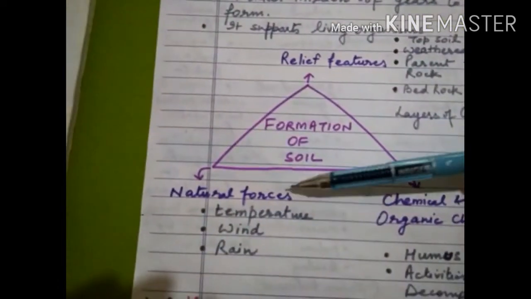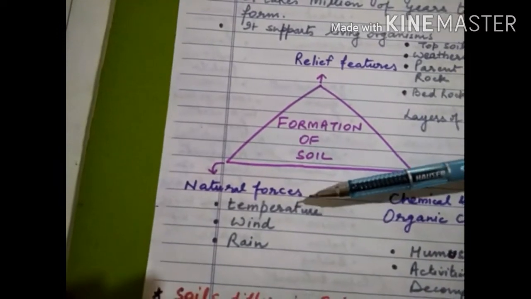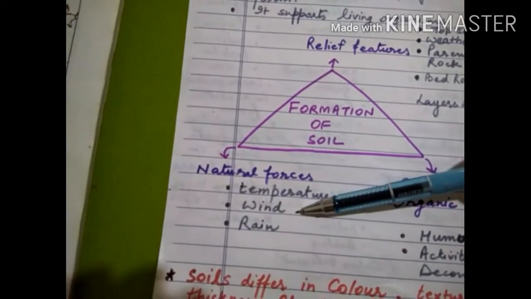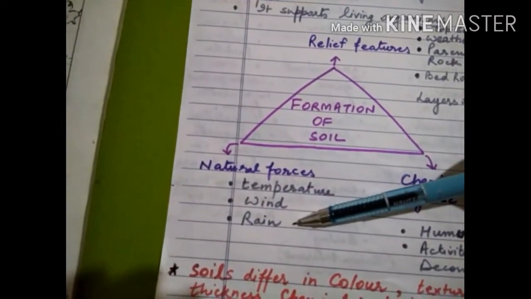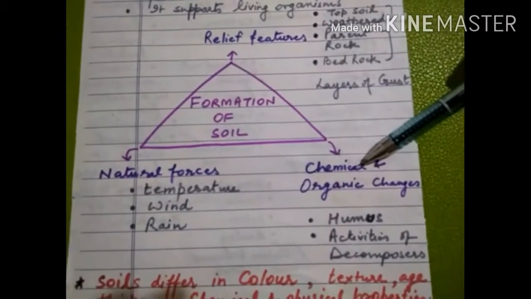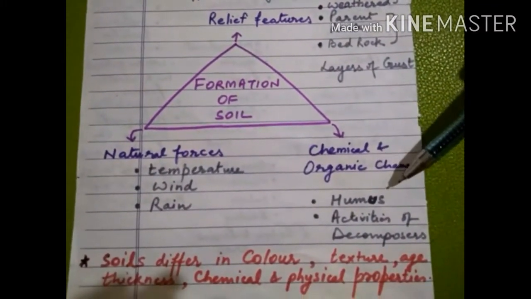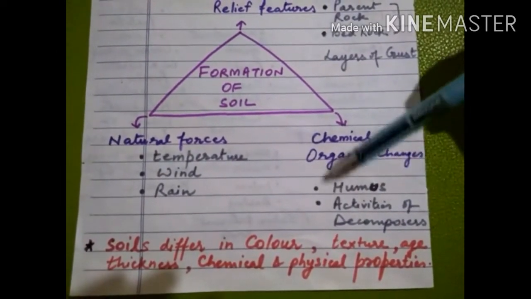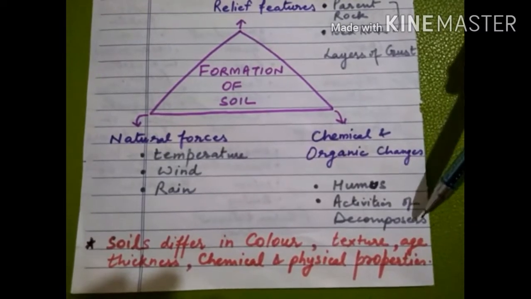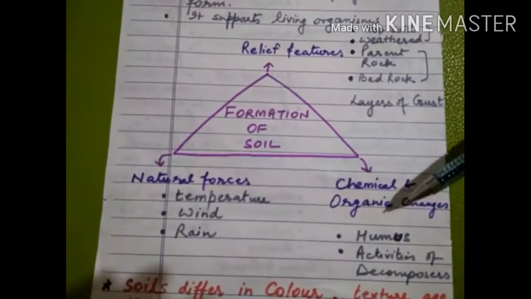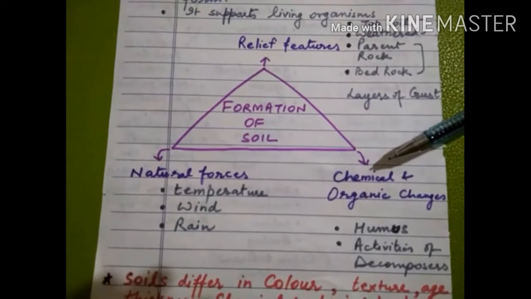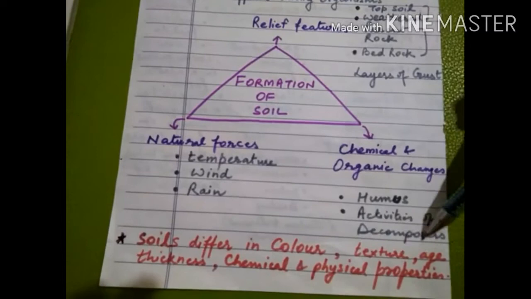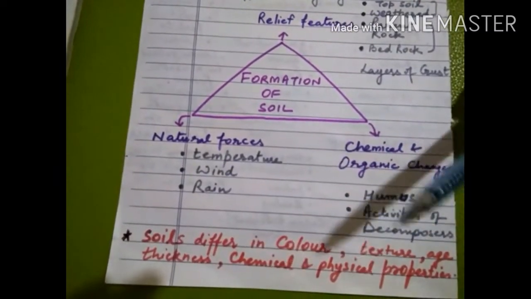Then other factors like natural forces also contribute in the formation of soil, like change in the temperature, wind forces, or the actions of running water. Then chemical and organic changes are also equally important, and the presence of humus in the soil which changes the chemical composition of the soil, and the activities of the decomposers. So you have seen that there are so many factors which are responsible for the formation of soil. That's why the soil of India differs in color, texture, age, thickness, chemical and physical properties.